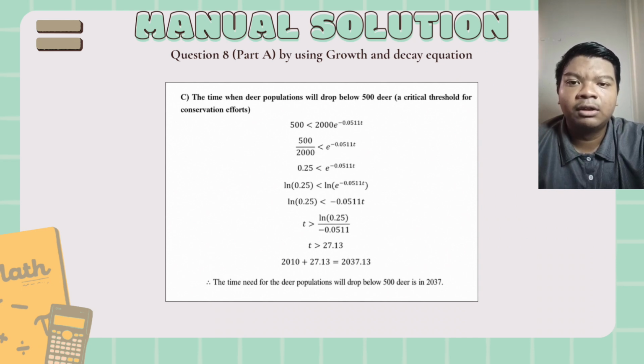Since the population model started in 2010, we add 27.13 years to 2010. This gives approximately 2037. Therefore, the deer population is expected to fall below 500 deer around the year 2037.